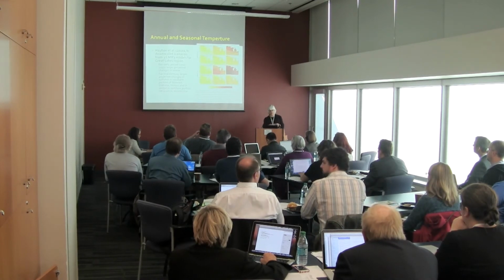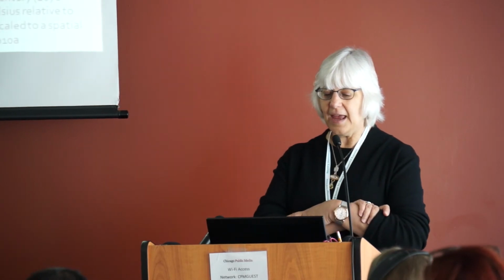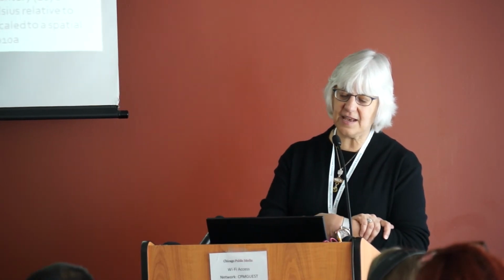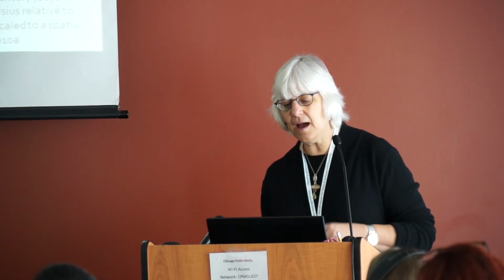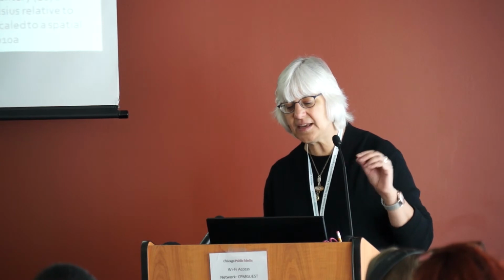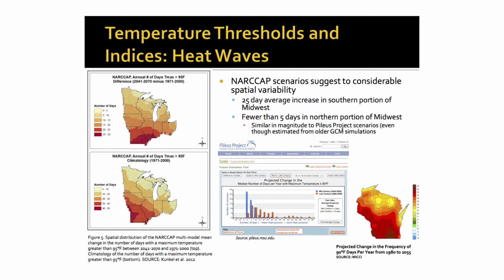Don and one of his former students, Katharine Hayhoe, have been working on climate scenarios themselves, and Katharine and colleagues have a set of scenarios from CMIP3 models for the Great Lakes area, using a higher and a lower emissions scenario. But note that for winter, they also agree with NARCAP in that they show greater warming to the north of the region, but in the summer, greater warming to the southern part of the region. Okay, so consistency there.